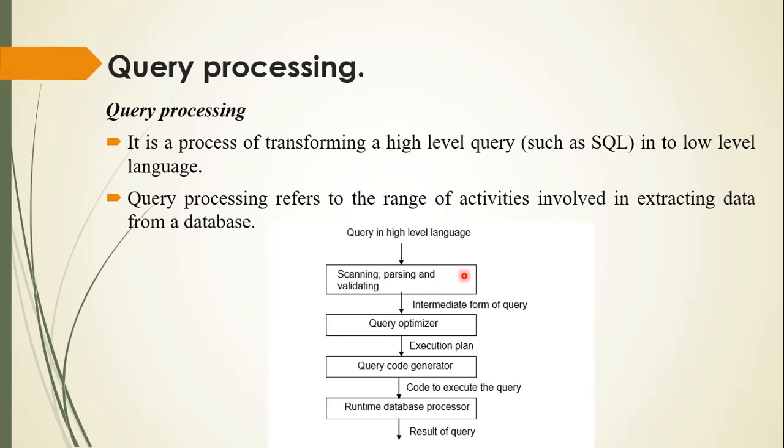After performing this step, we get an intermediate form of the query. The next step is query optimization. So here query optimization is performed, and after that we have an execution plan. Then the query code generator generates the code to execute the query. So the output is code to execute the query. After that we enter this code into the runtime database processor, and finally we get the result of the query. So these all are the steps to perform query processing.